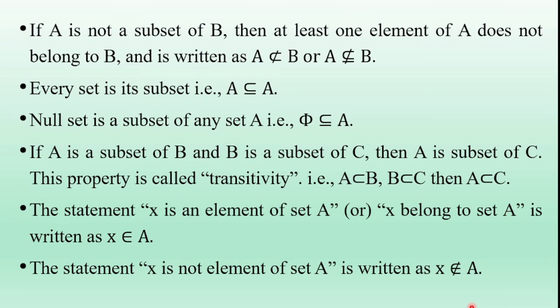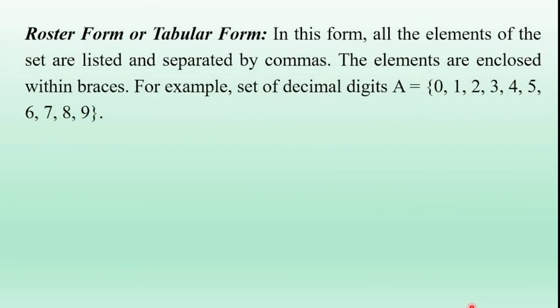A set can be represented in three forms, so they are statement form, roster form, and set builder form. And first we are going to discuss the roster form or tabular form. The roster form is also called the tabular form. So in this form, all elements of the set are listed and separated by commas. The elements are enclosed within the braces.